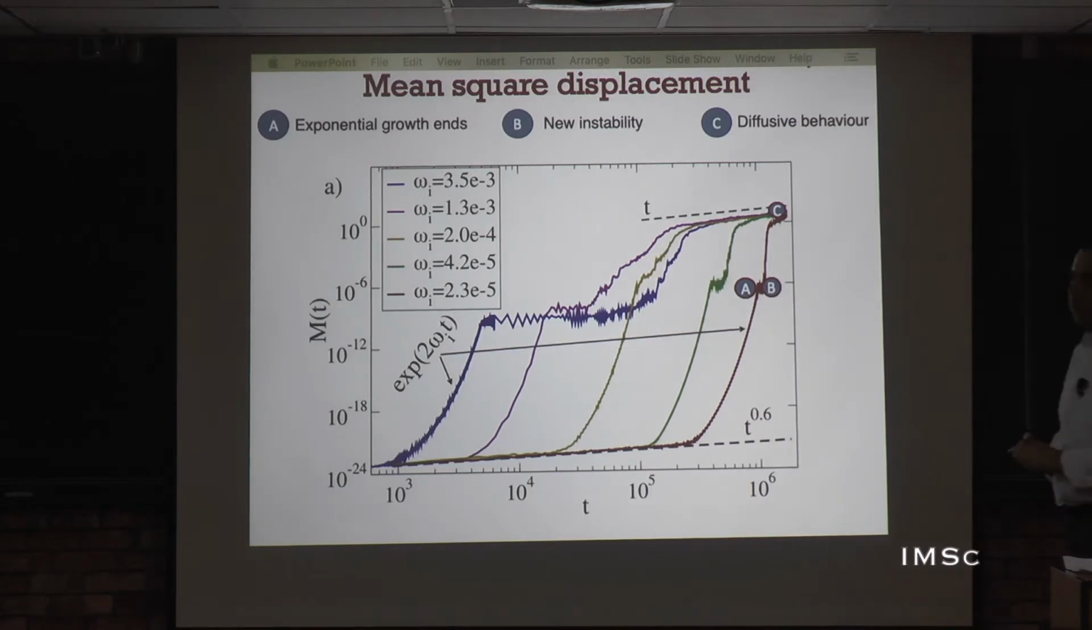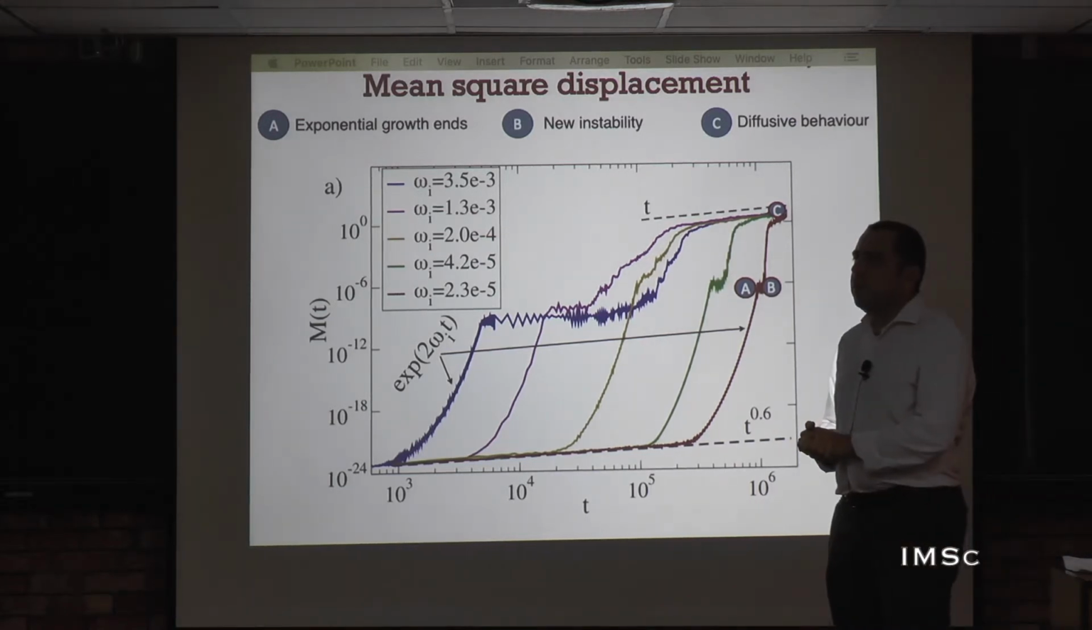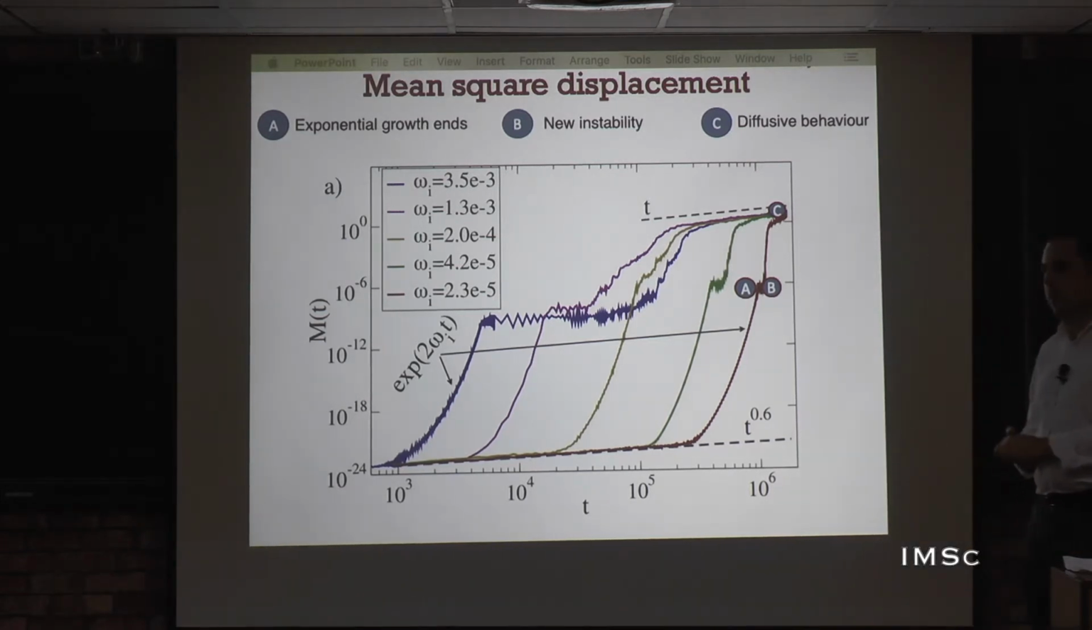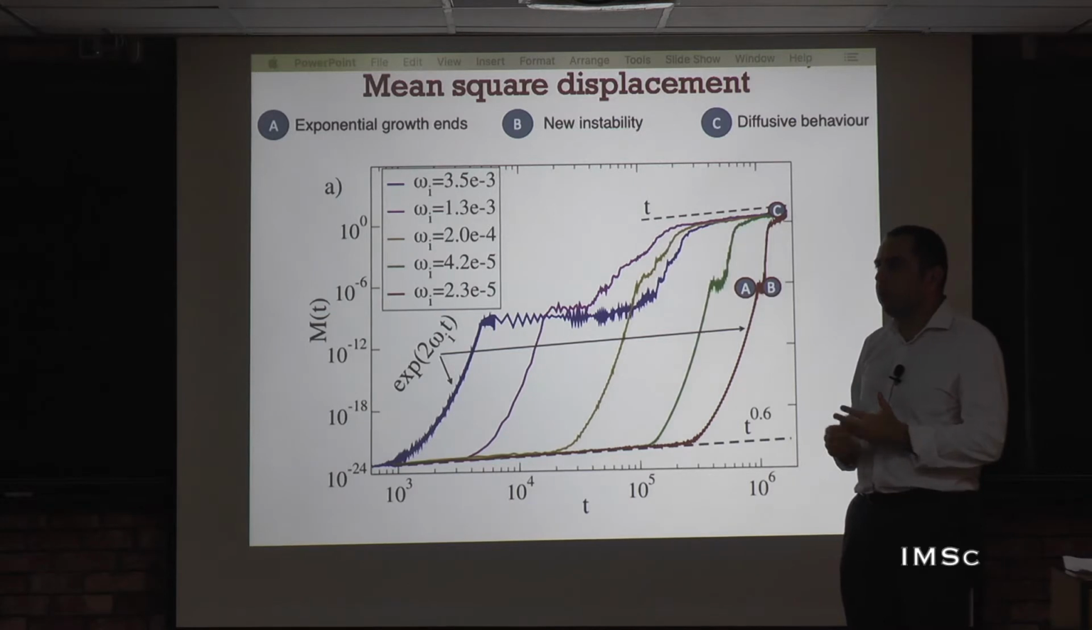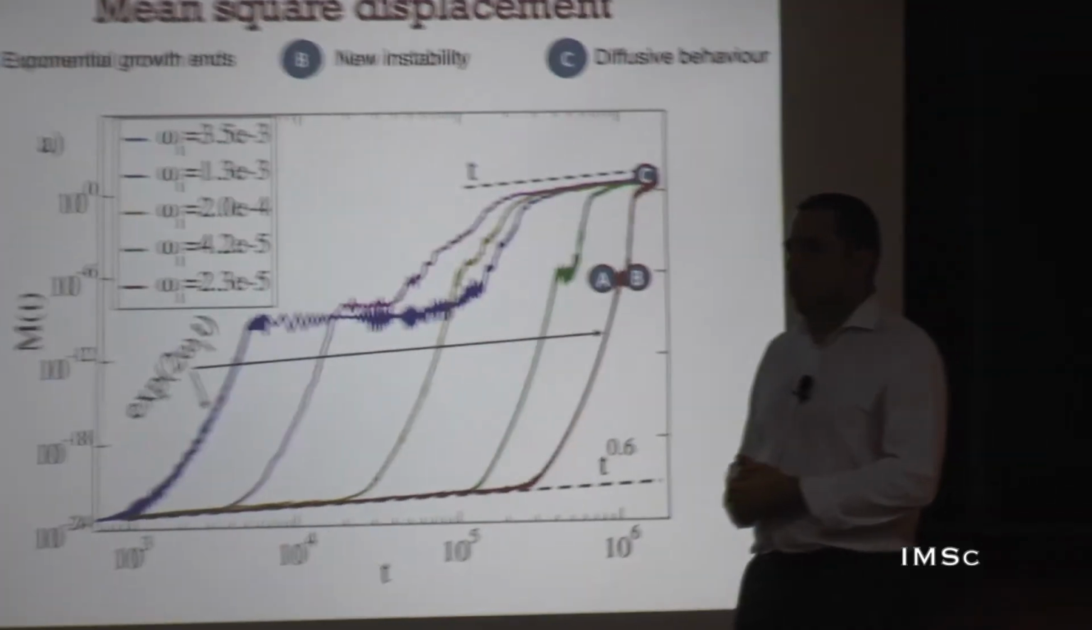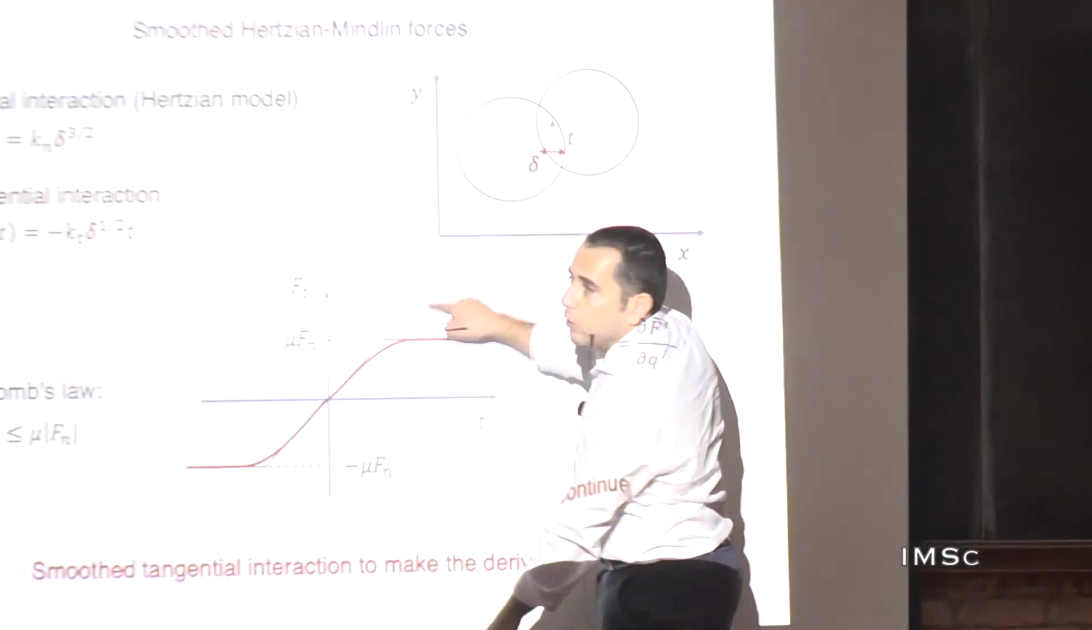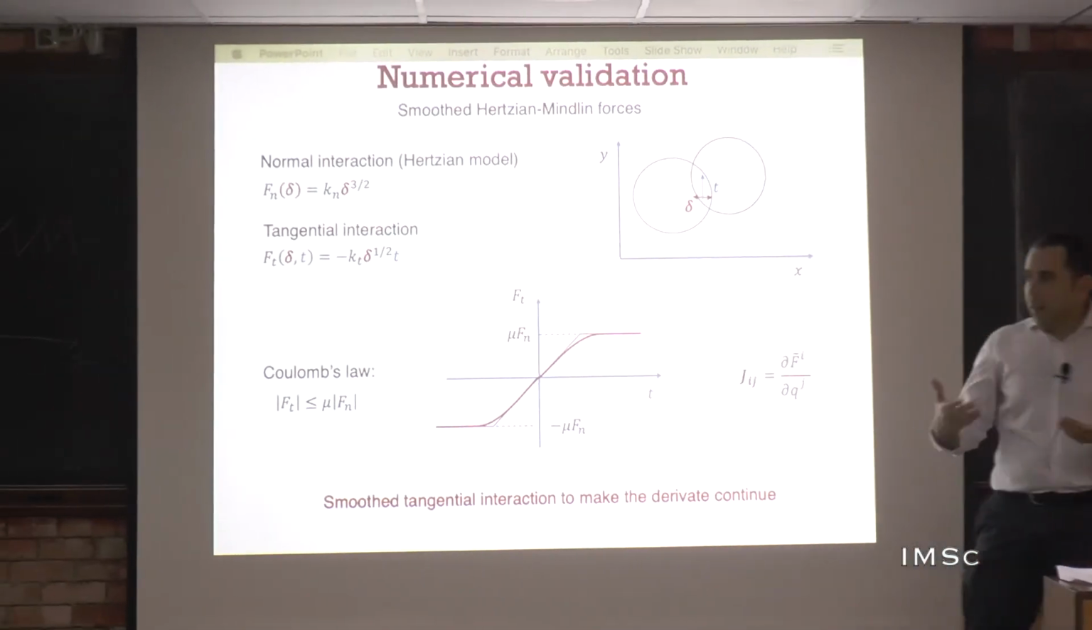Where does the friction coefficient go? If we tune the friction coefficient, we always see the same. We don't see changes in the scenario. We would just have another form for the interaction force when you smooth it out, but we don't see any qualitative change in the behavior.